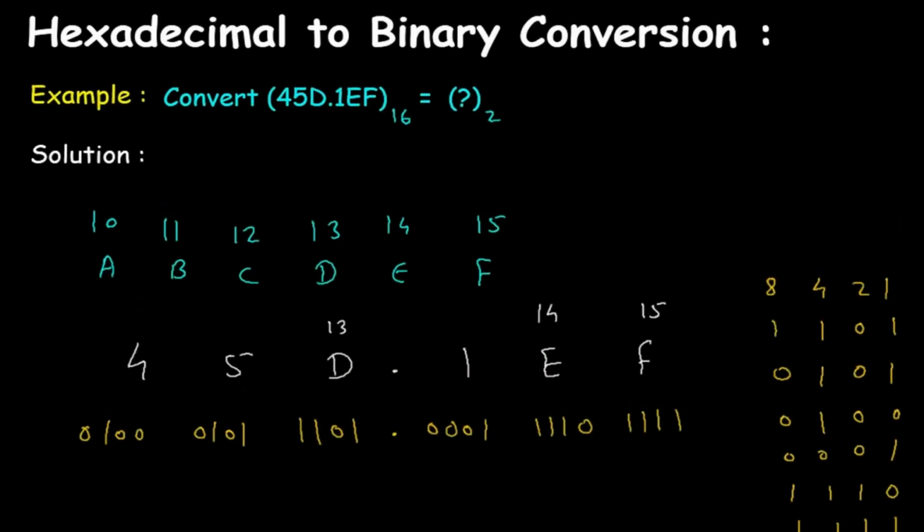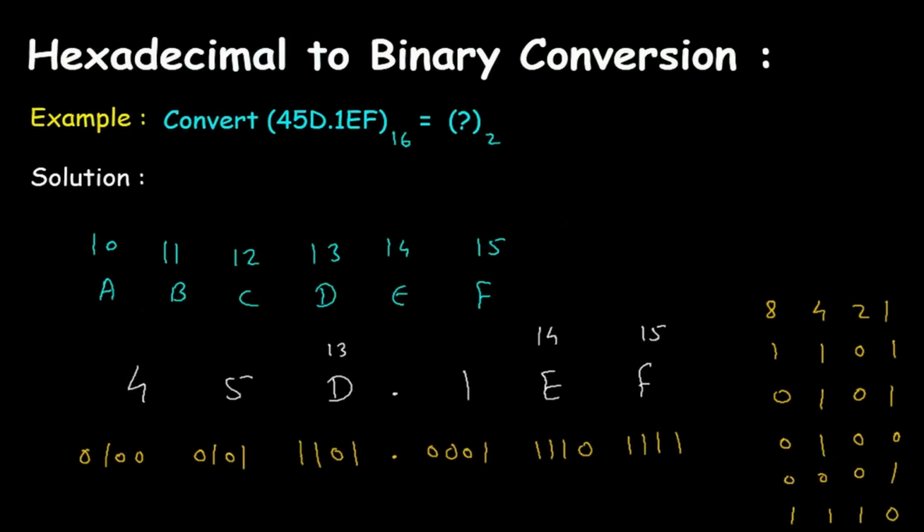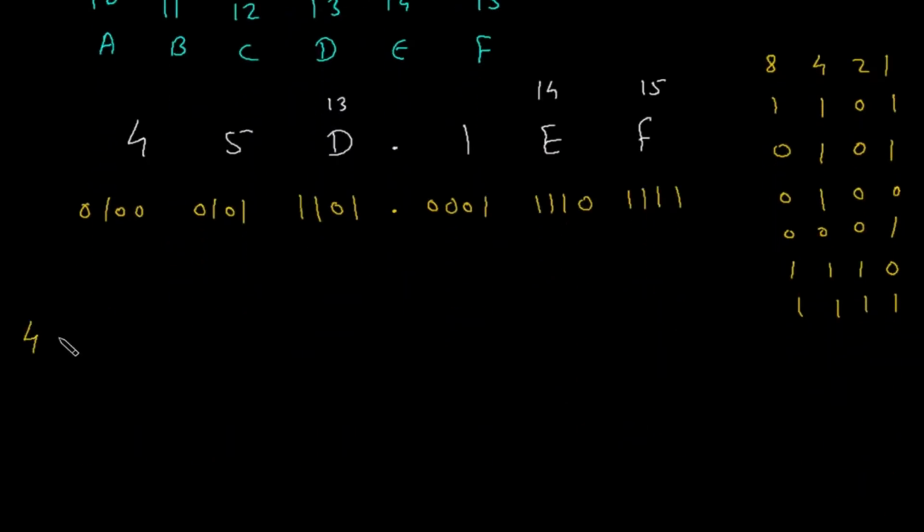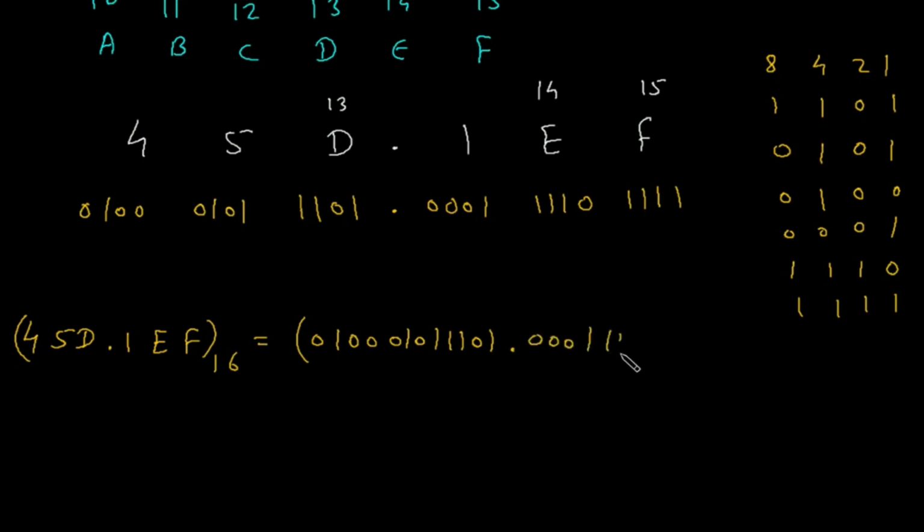Now, combining, we can write this as 4, 5, D point 1, E, F to the base 16. Since it is a hexadecimal number, now its binary will be 0, 1, 0, 0, then 0, 1, 0, 1, then 1, 1, 0, 1, then point 0, 0, 0, 1, then 1, 1, 1, 0, then 4 times 1, to the base 2. It is a binary number.